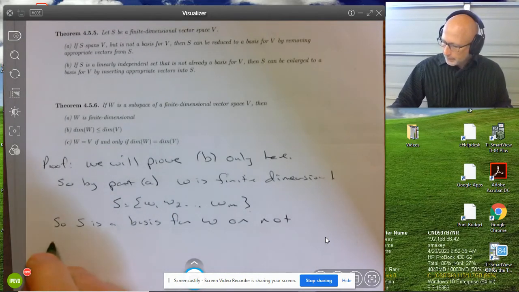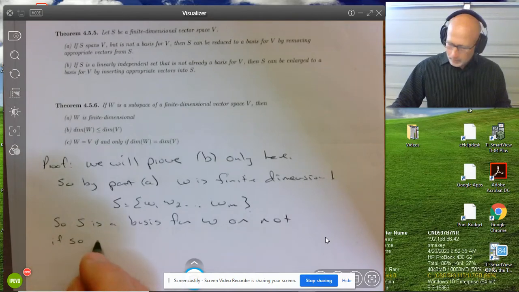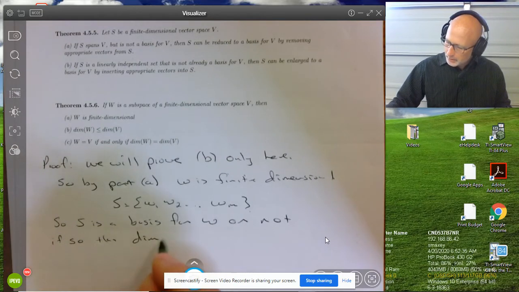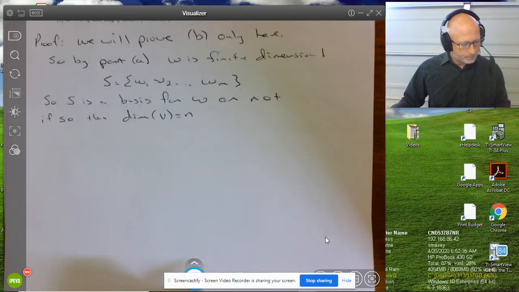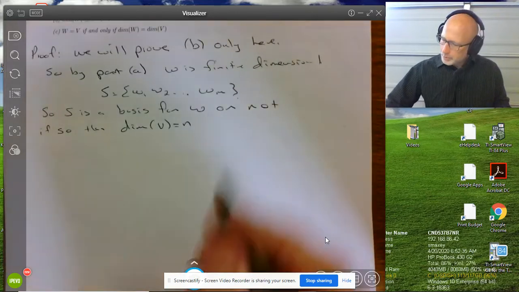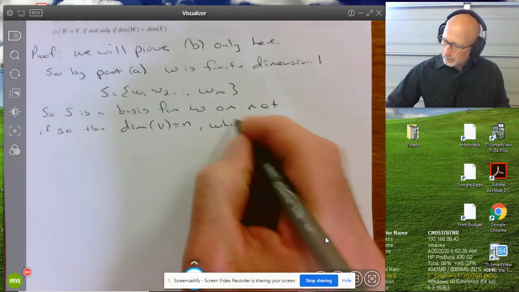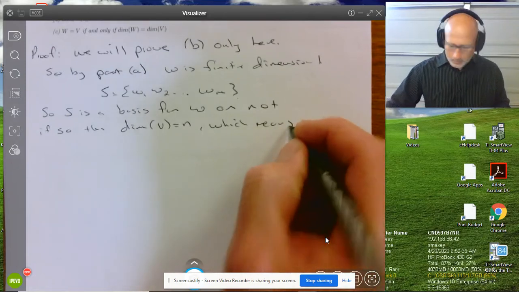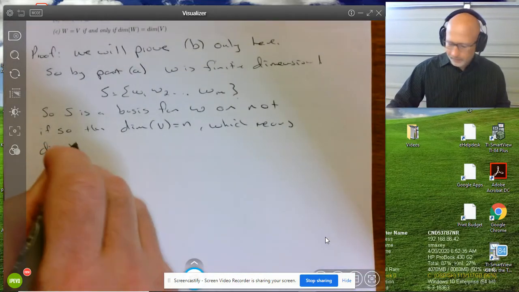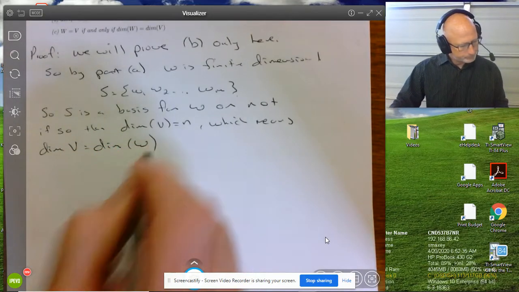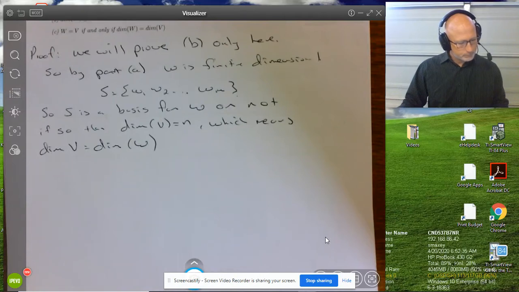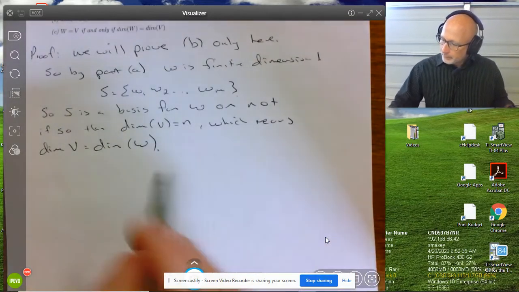Okay. If so, then the dimension of W is equal to m, but that's by the definition of a basis. Which means the dimension of V is equal to the dimension of W. Okay, so that's if it was.